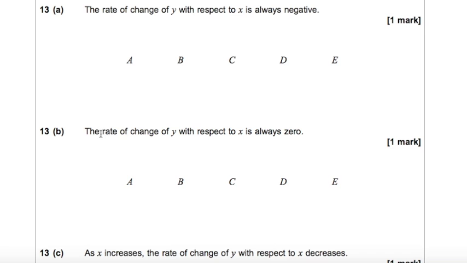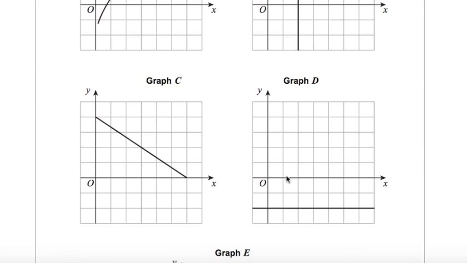13b, the rate of change of y with respect to x is always 0. So you can think of this as the gradient is always 0. So that's going to be this horizontal line because y never changes no matter how x changes.